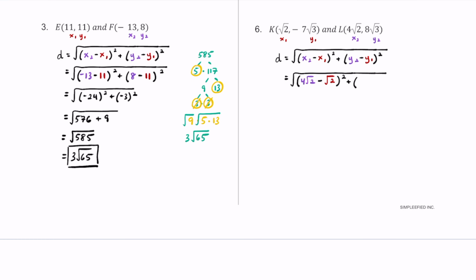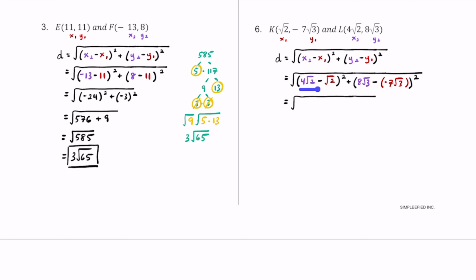Now for y2, we have 8 root 3. Go ahead and write 8 root 3. And then we're going to take away y1, and y1 is going to be this -7 root 3. So let's go ahead and just take that whole thing, and the difference of those, we're going to go ahead and square them. So this would be the square root of all of this information, which would be the distance for these 2 points.